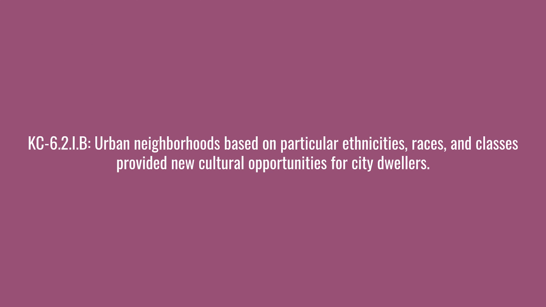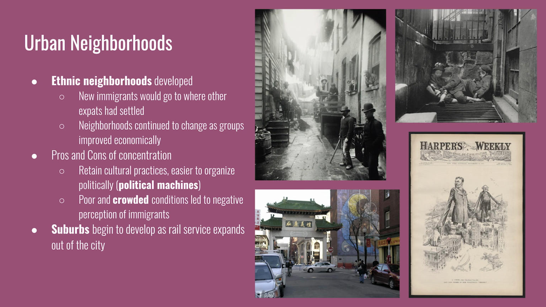The last key concept says urban neighborhoods based on particular ethnicities, races, and classes provided new cultural opportunities for city dwellers. Ethnic neighborhoods rose out of this new immigration. New migrants that would arrive would go to where other migrants from the same country had already settled. They would help each other find places to live, find employment, and as each group gained economic advancement, the neighborhood's makeup would change as newer immigrants would take the place of the older immigrants, as the immigrants that had been there for several years are now able to find better employment and live in better parts of the city.